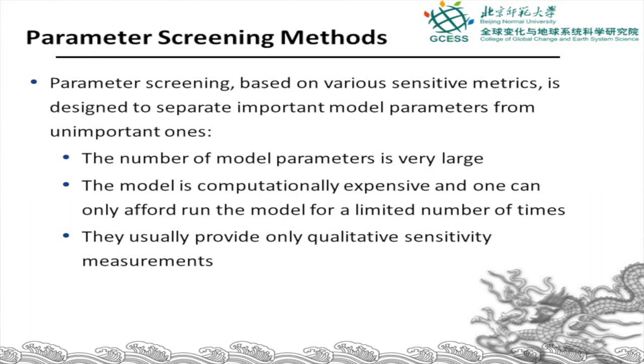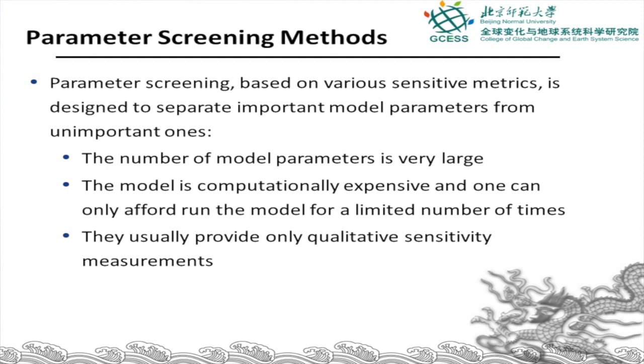Parameter screening, based on various sensitivity metrics, is designed to separate important model parameters from unimportant ones. So this answers your question: why do we want to use screening? In screening, we choose the parameters which, if you assign different values, will generate a big difference in terms of model output. And we use screening when the number of parameters is very, very large.